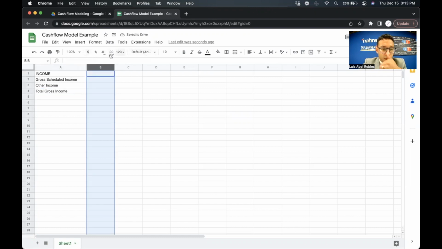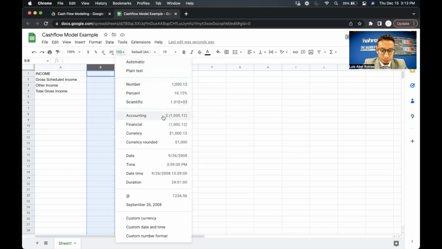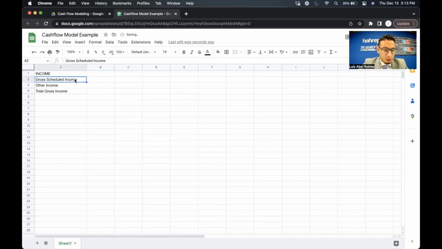Okay, let's do this. Let's format this to accounting. I'm going to bold this. So the gross scheduled income is going to be what you're renting the property for. So if you have 2 units at $900 each, it's going to be $1,800 per month, right? So it's what you're renting the units for. Other income is going to be other income that the property is producing. So let's say you have a 4-unit structure, 60-unit structure, and you're charging extra for a parking spot, whether it's $50, $75, that's where you will put other income.